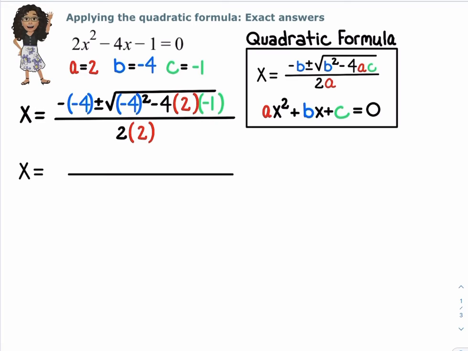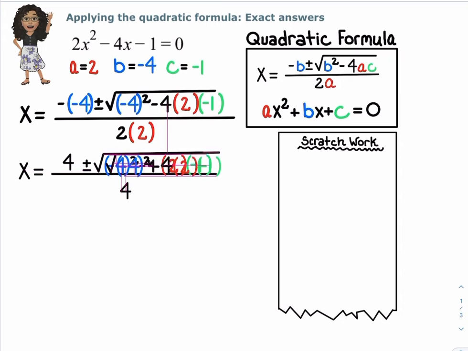Next, let's simplify the expression, starting with -4. Negative makes a +4. I'm going to bring down the entire plus or minus the square root because we have a lot of work there to do to simplify that square root. So we'll save that for the side. Simplifying the denominator, 2 times 2 is 4.